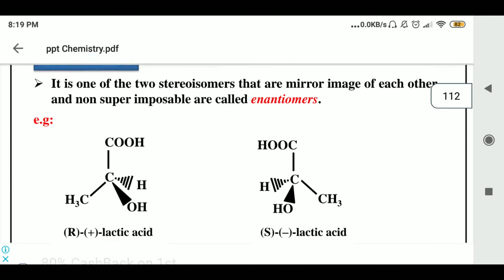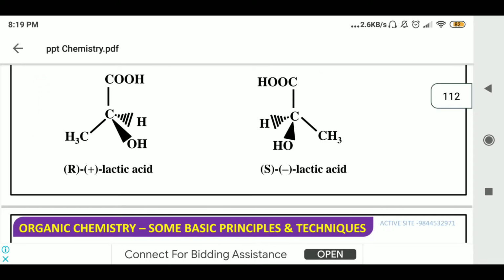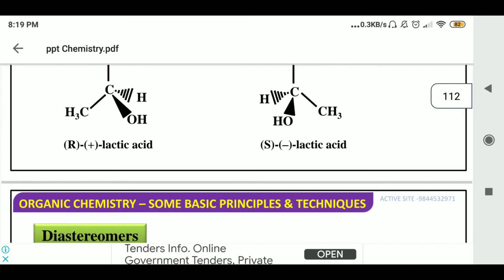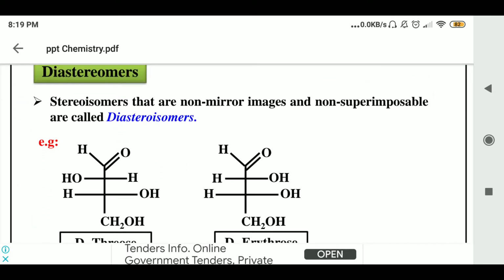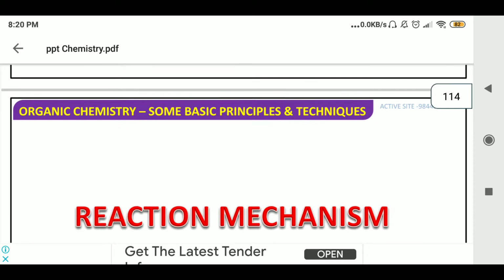Now talking about enantiomers, they are the 2 stereoisomers that are mirror images of each other but are non-superimposable, that is R lactic acid and S lactic acid. This discussion I have done in my previous video also. Similarly diastereomers, here you can see, are stereoisomers that are non-mirror images and non-superimposable. The example is threos and erythros.